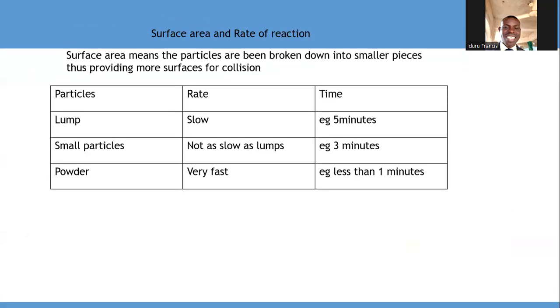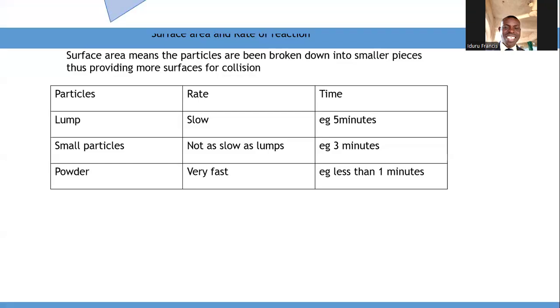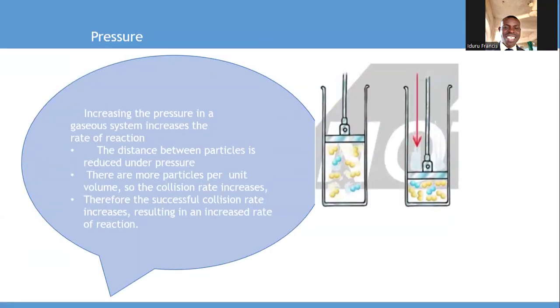The next slide. Now, this slide can help us to understand what we mean by surface area. If you look at this, you see lumps. When you have lumps, the rate is slow, e.g. 5 minutes. Small particles, not as slow as lumps, e.g. 3 minutes. Powder, very fast because there are many surfaces, e.g. less than a minute. So for the powder, the time will be lesser, so it has the fastest rate of reaction.